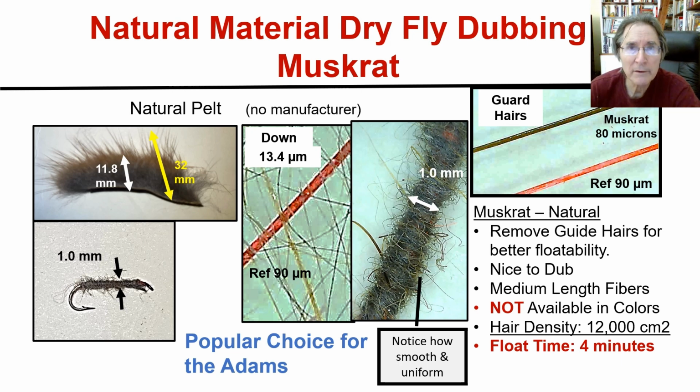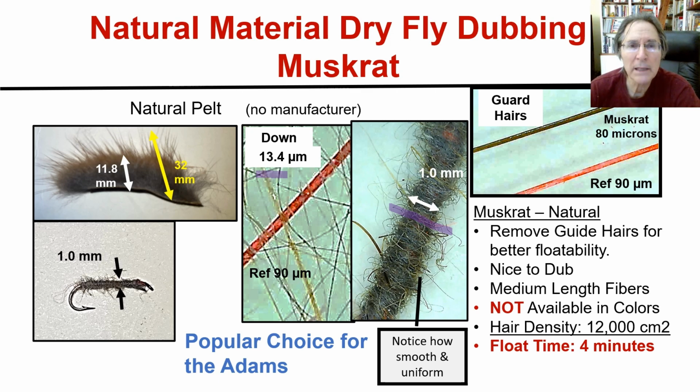Muskrat is the favorite fly for the Adams. It has not found a lot of favor in tying other flies. The down hairs are very small, at 13.4 micrometers, so it'll make a tight body. As you can see here, this is one of the smallest ones at 1 millimeter. Again, probably why it's used for the Adams on flies all the way down to 22s.